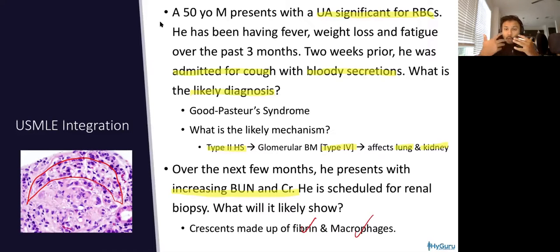So RPGN, rapidly progressive glomerulonephritis, is going to be a spectrum of disease. You can have lupus and have diffuse proliferative glomerulonephritis that then progresses in your exam question to rapidly progressive crescentic glomerulonephritis. Same thing with Goodpasture syndrome, as well as other hemoptysis and hematuria syndromes.